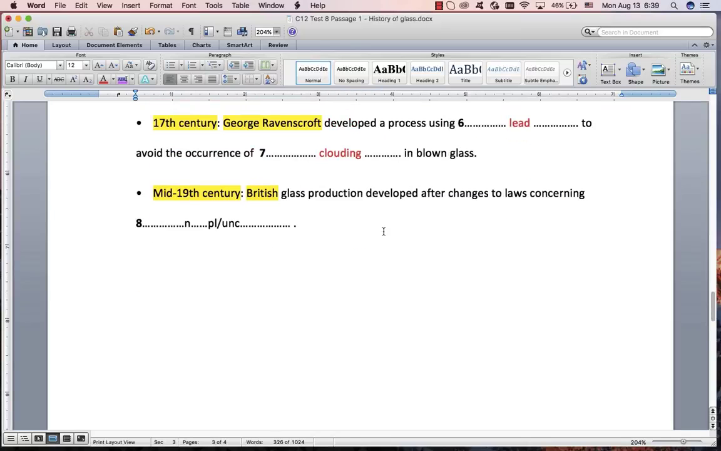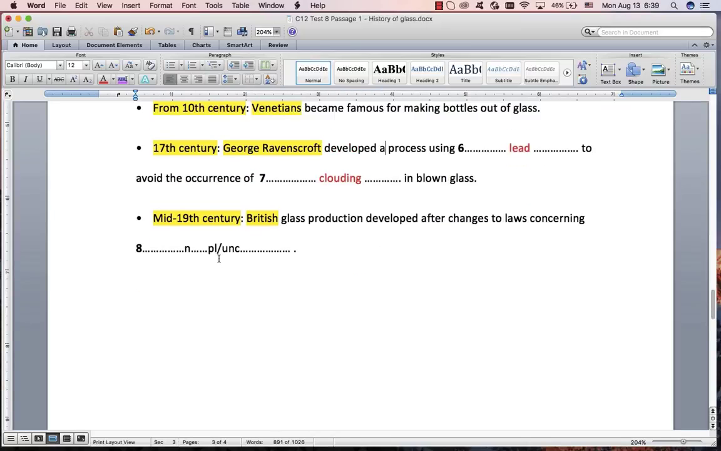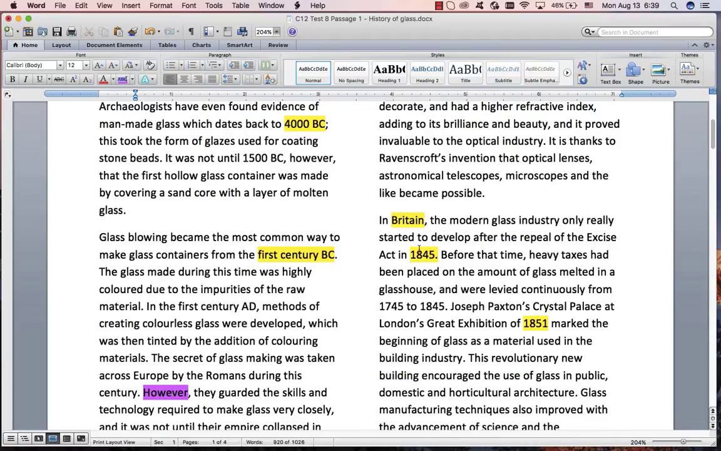And then finally, this one was probably the most difficult one. Laws concerning something. So, plural or uncountable. What did they change? The production developed after that. Started to develop after. There we go. The repeal of the Excise Act. Whoa, difficult. Before that time, heavy taxes had been placed. So, really, it's a very difficult one.